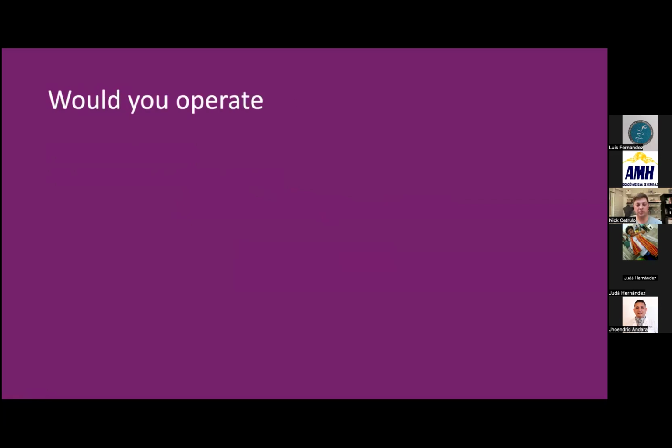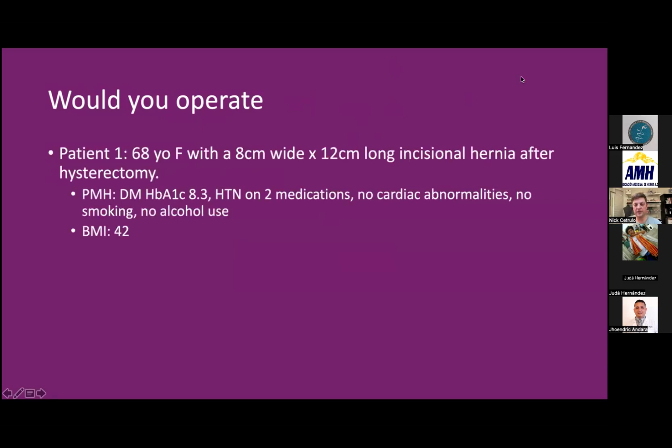So I'm going to present a couple CAT scans right now and patient presentations, and we'll see if this is something that you would or would not operate on. Patient one is a 68-year-old woman with an 8 centimeter by 12 centimeter incisional hernia after a hysterectomy. She has a history of diabetes with a hemoglobin A1C of 8.3, hypertension on 2 medications, no cardiac abnormalities, no smoking, no alcohol use, and her BMI is 42.